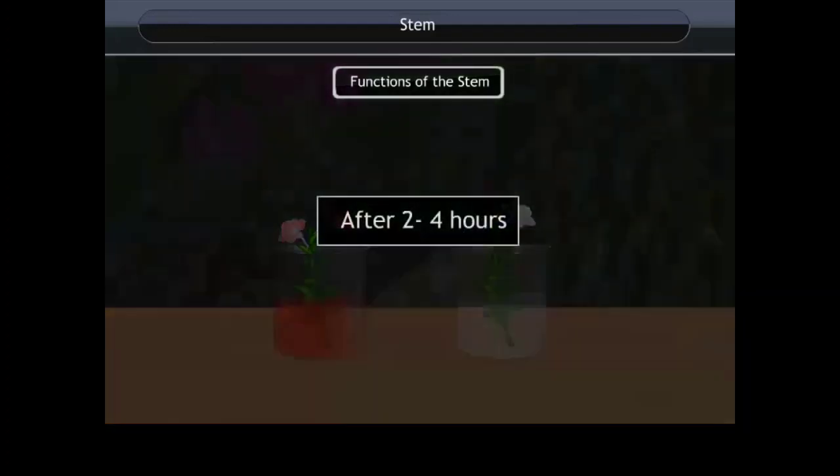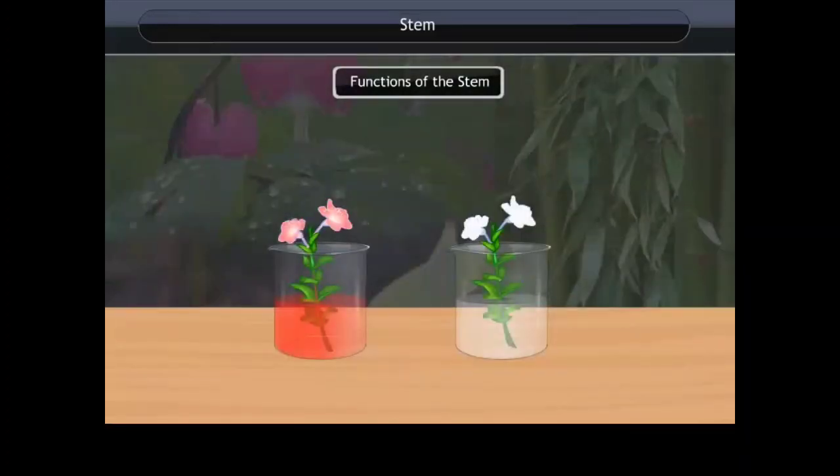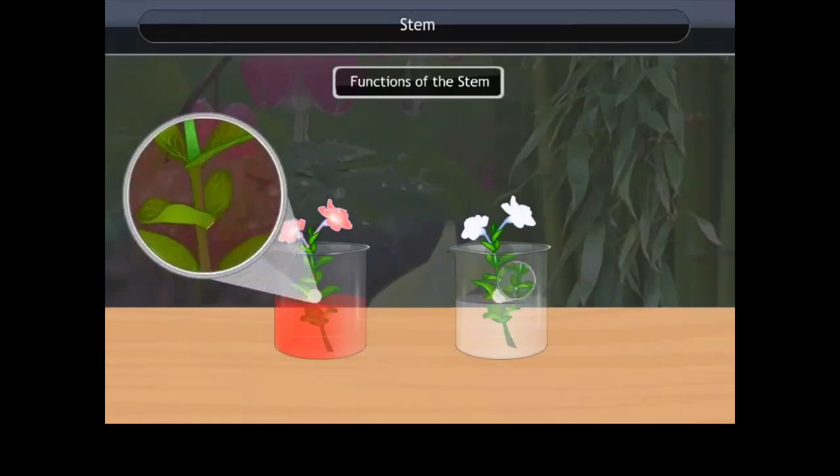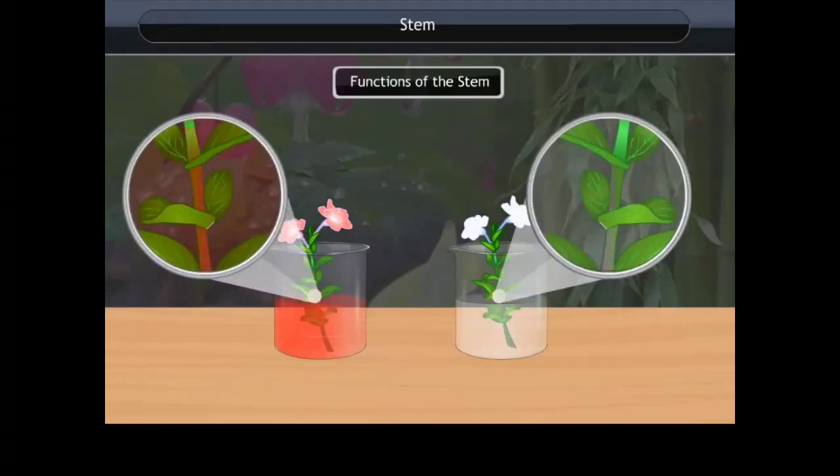Leave them for 2 to 4 hours. What will you observe? You will see that the flower in the first beaker turns red. This shows that stem conducts water, by which the white flower turned into red.